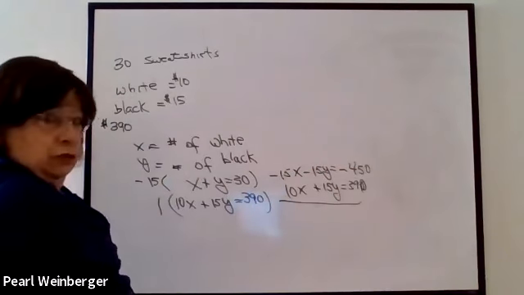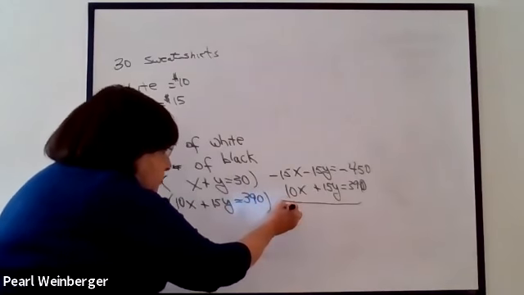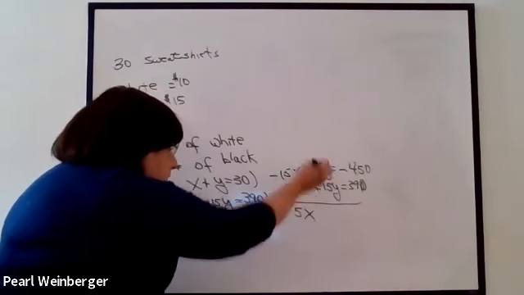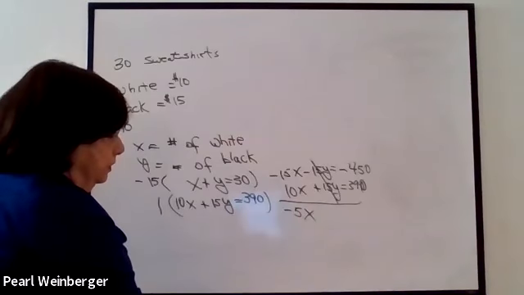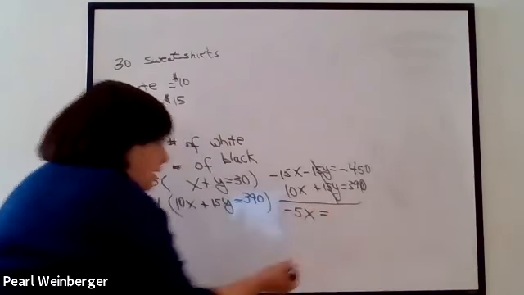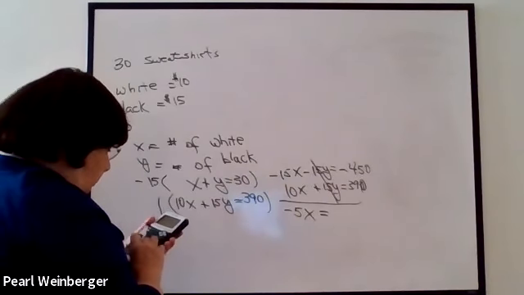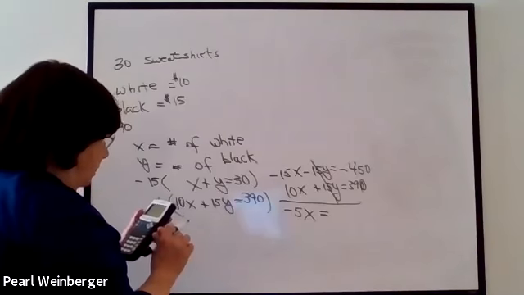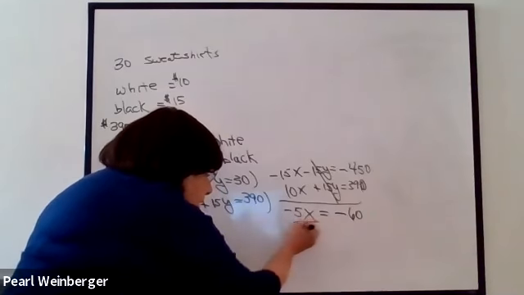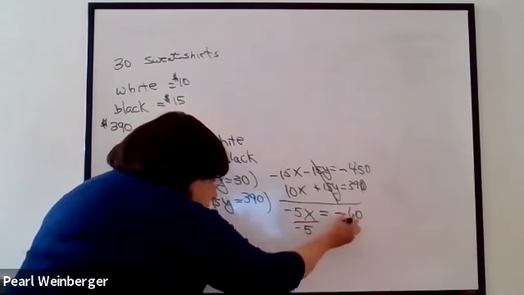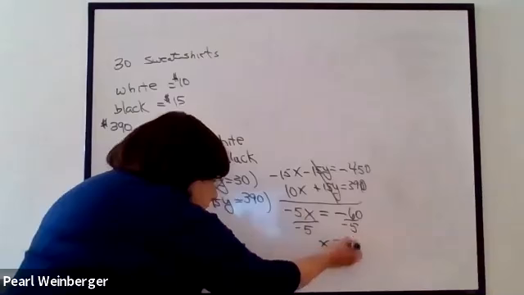And when I add these two equations down, negative 15x and positive 10x gives me negative 5x. I told you I wanted to get rid of the y, so that's what I'm doing. Negative 15y plus 15y cancels out. And now I have negative 450 plus 390. Again, I'm doing that on my calculator. That's giving me negative 60. And when I divide each side by negative 5, I get x equals negative, and a negative is positive 12.